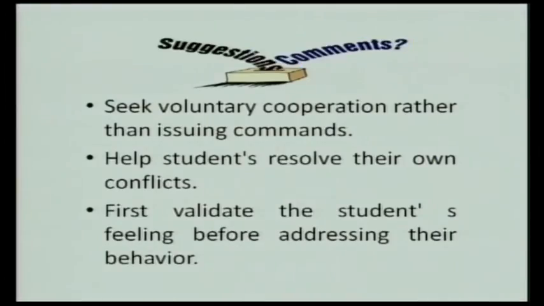We must listen, and we must encourage students to express their feelings because they also have opinions of their own. Seek voluntary cooperation rather than issuing commands. Rather than saying you do it, we can always say let us do it. Help students resolve their own conflicts, and while resolving a conflict, we must always remember that the situation should not be win-lose, lose-win, it should always be win-win. Both the parties should feel that they have won in the conflict. First, validate the student's feeling before addressing their behavior.